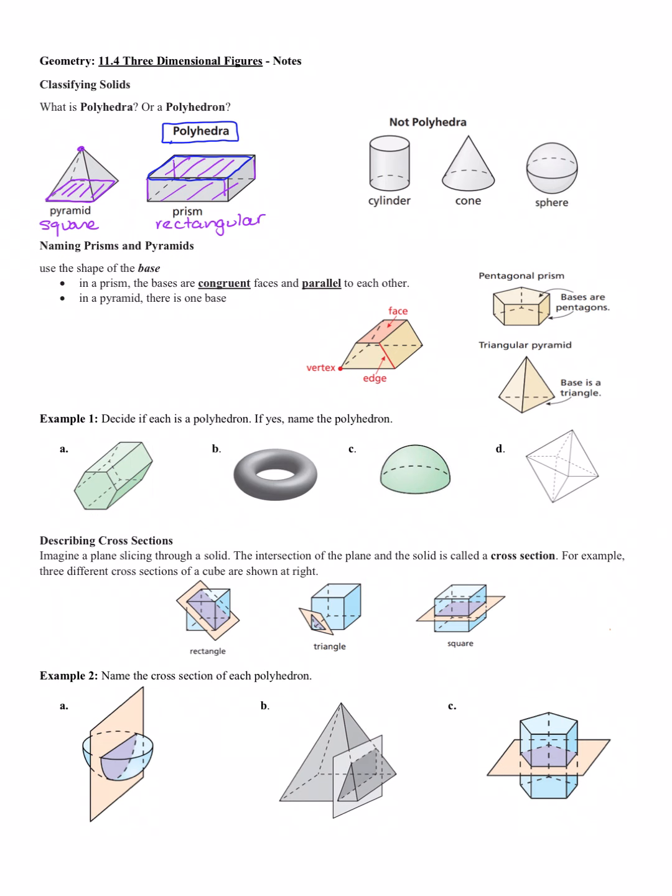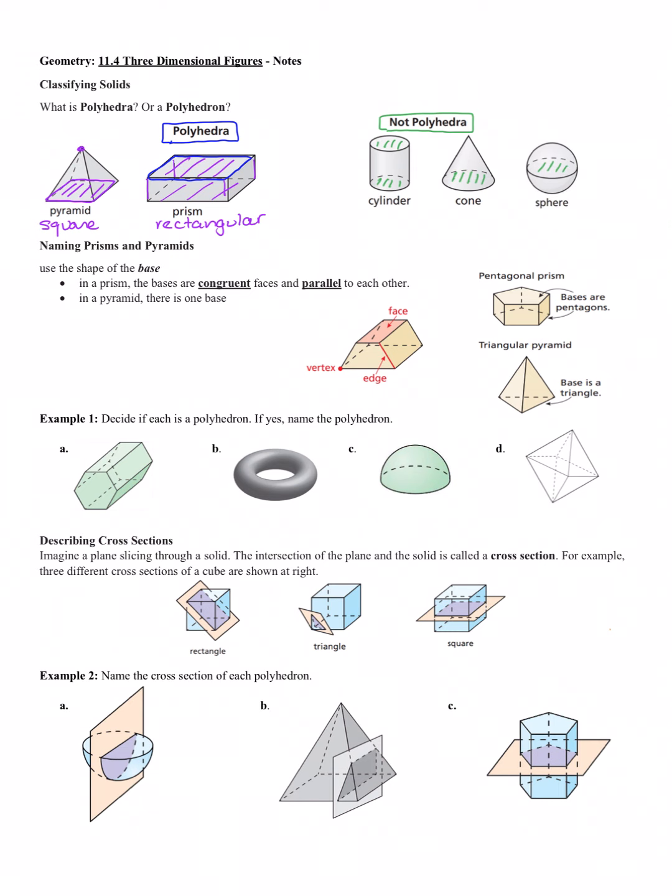Now we'll also be looking at shapes that are not polyhedra. They have circular edges. So a cylinder has two congruent circular bases. A cone has one circular base. And of course, a sphere is just like a ball.